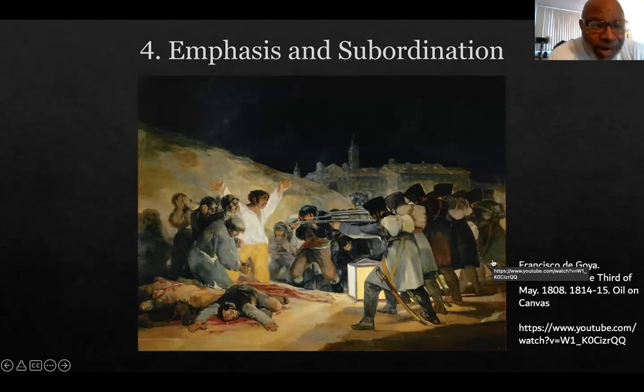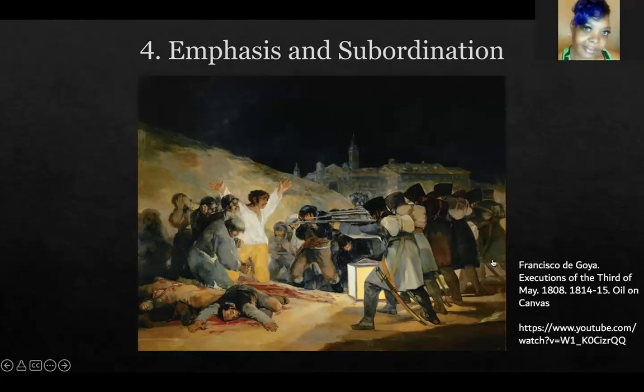The man getting ready to get shot, standing with his hands up. Yeah, the whole situation in the light can be an emphasis, and the dark area can be subordination. And then in this emphasis area, which one is the focal point?